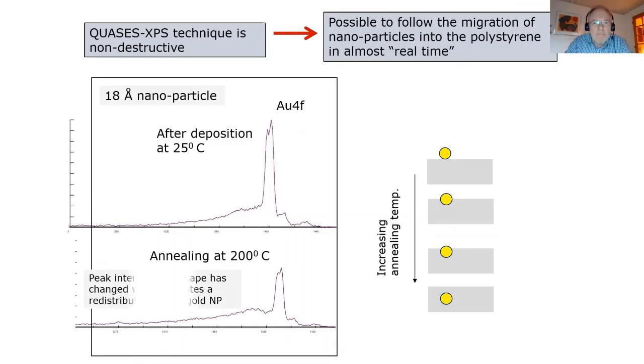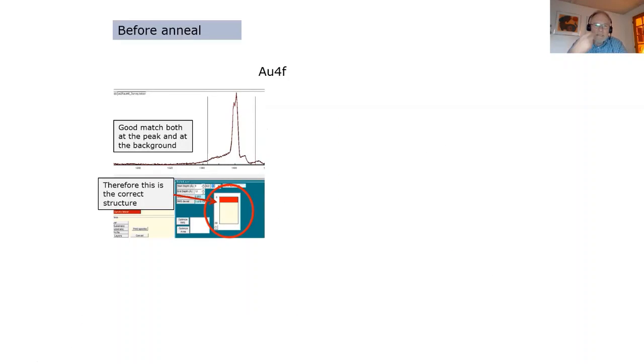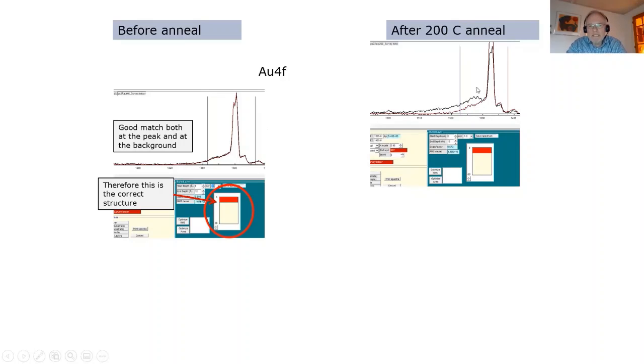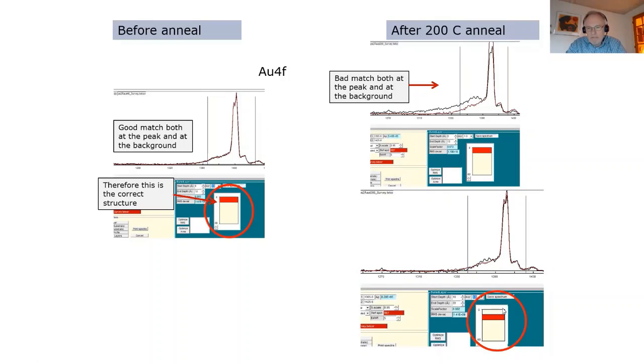And here's an example where the intensity of the peak is seen to decrease as the temperature is increased, and at the same time we have an increased intensity in the background. And the analysis of this is shown here. Before annealing, we have the nanoparticles on top, and this structure doesn't account for the spectrum after annealing. We need to have the nanoparticle embedded in the polystyrene.